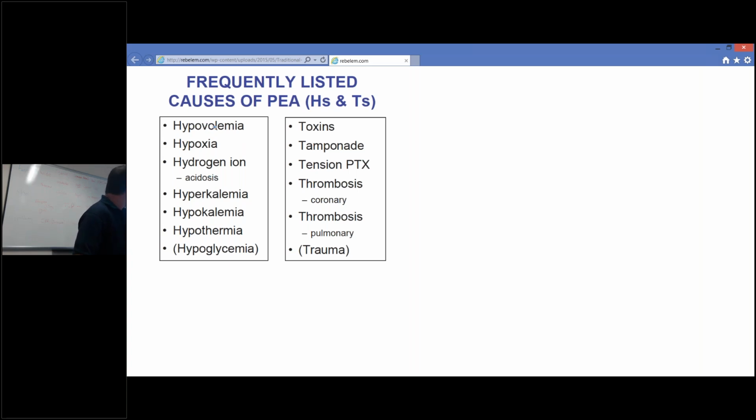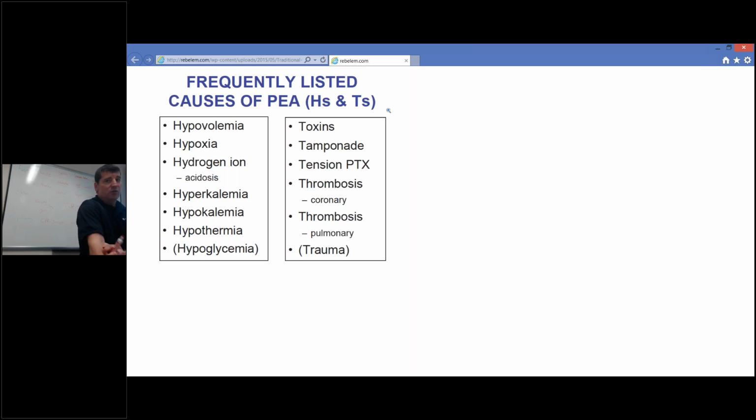Hypovolemia, we're going to fix with fluids. Hypoxia, we're going to fix with oxygenation, definitive airway. Hydrogen ion acidosis, we're going to fix with sodium bicarb. Hyperkalemia, sodium bicarb. Hypokalemia, we're not going to fix. Hypothermia, we're not really warming our patients at this period of time unless they are truly hypothermic. We're going to warm up to an area, but we're actually keeping our patients targeted temperature managed right now. And hypoglycemia, if we see that, we're going to be correcting blood sugars.